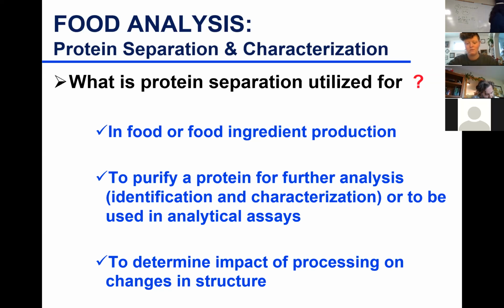To determine the impact of processing on changes in structure. Sometimes we run electrophoresis, which separates protein, to look at whether certain processing caused polymerization of the protein. Denaturation, polymerization. So we run the same protein before processing and after processing on the gel, and we see if we generated large molecular weight species, which is an indication of polymerization. Sometimes it's desirable, sometimes it's not desirable.